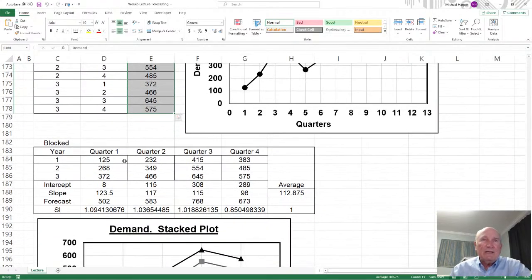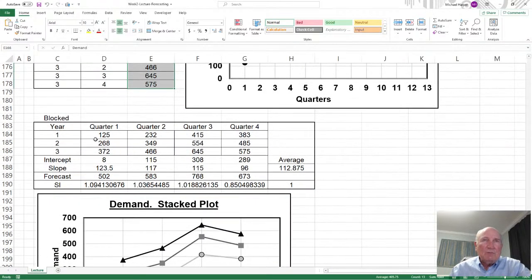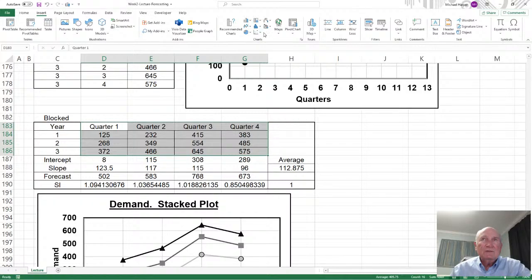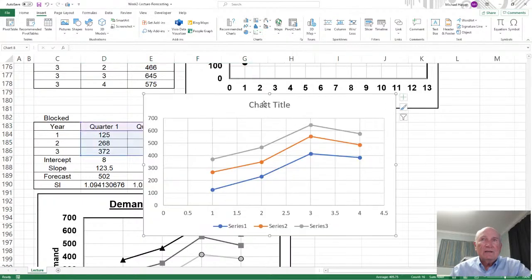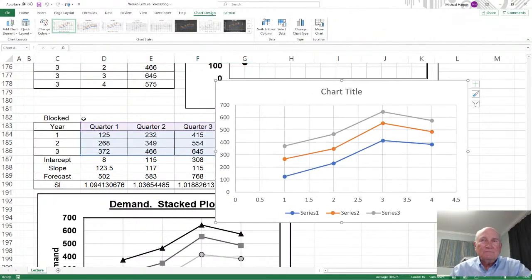So then I block the data. I did that right here. And when you block the data, then you say, let me take these quarters here and let me plot this. Insert, data here, click, and there's my stacked plot.